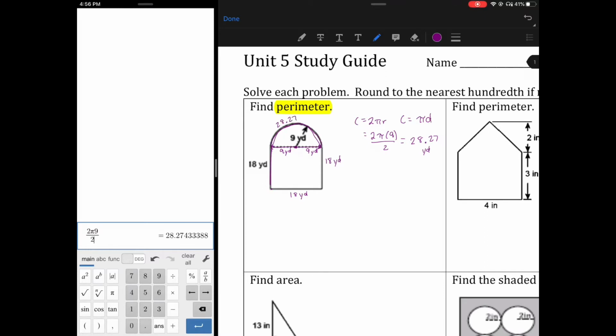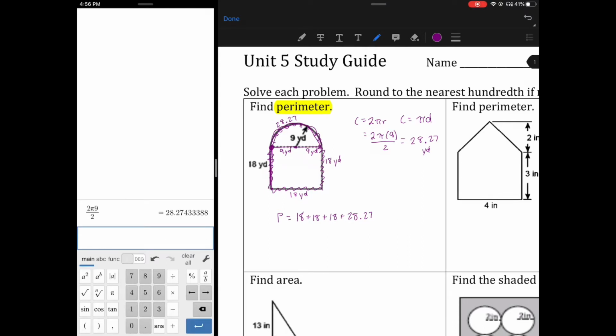So to find the perimeter of the whole thing, I just go one side at a time. So I'm going to start right here and go around the shape. So my first side is 18 yards, so that accounts for this one, plus another 18 yards, plus another 18 yards, plus the circumference of that semicircle. So this one right here. What I have to remember is that I do not want this inside length because it is not on the outside of the shape, which is what your perimeter is.